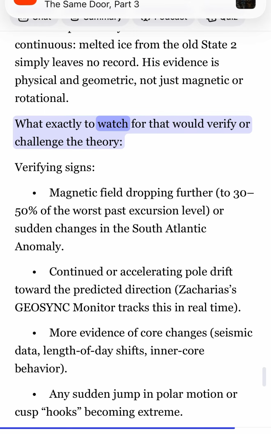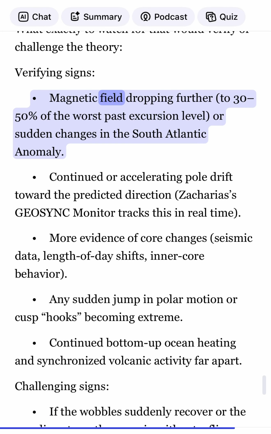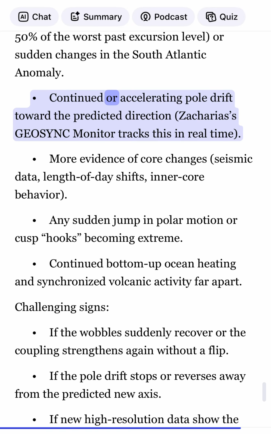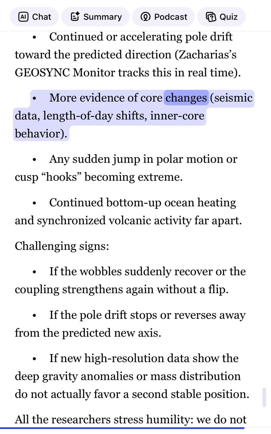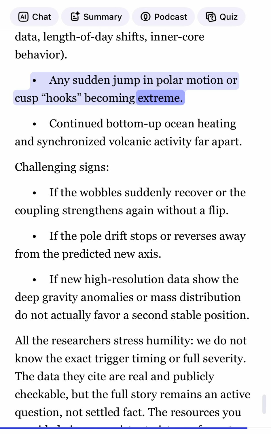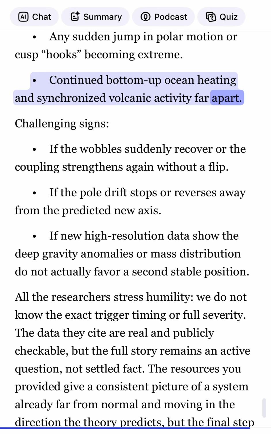What exactly to watch for that would verify or challenge the theory? Verifying signs: magnetic field dropping further or sudden changes in the South Atlantic anomaly. Continued or accelerating pole drift toward the predicted direction. More evidence of core changes. Any sudden jump in polar motion or cusp hooks becoming extreme. Continued bottom-up ocean heating and synchronized volcanic activity far apart.